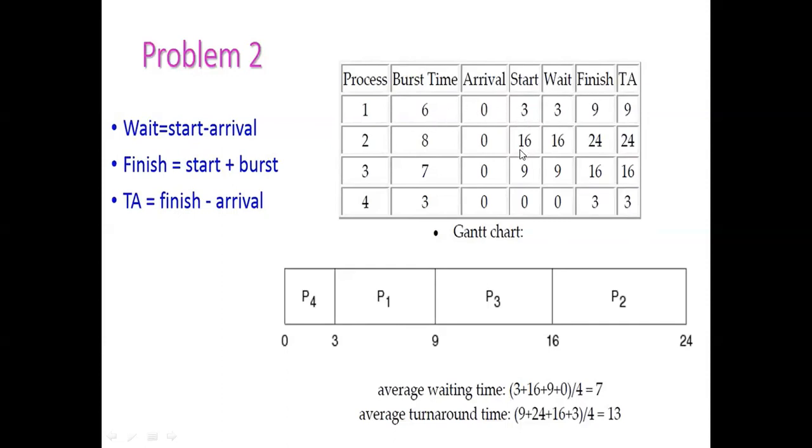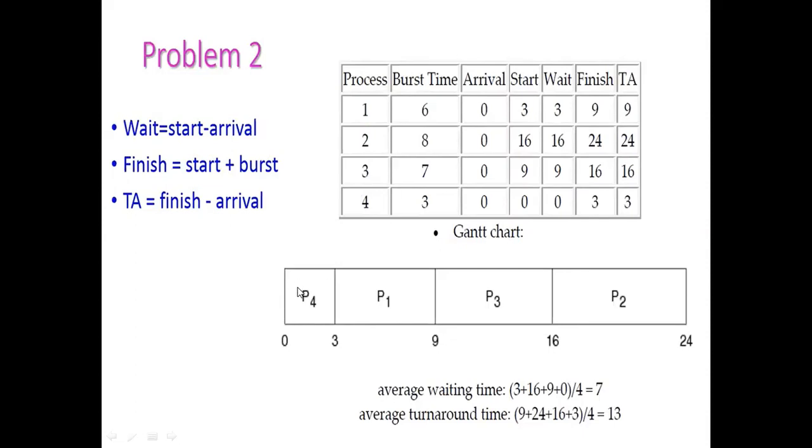And finish time is calculated by start time plus the CPU burst time. 6 plus 3, 9. 16 plus 8, 24. 9 plus 7, 16. And 0 plus 3, 3. So, we need to calculate the turnaround time, which is the difference between the finish and the arrival. Since the arrival is 0 for all the processes, whatever the finish time is, that is your turnaround time: 9, 24, 16 and 3. In order to calculate the average turnaround time, 9 plus 24 plus 16 plus 3 divided by 4, we get 13 milliseconds.